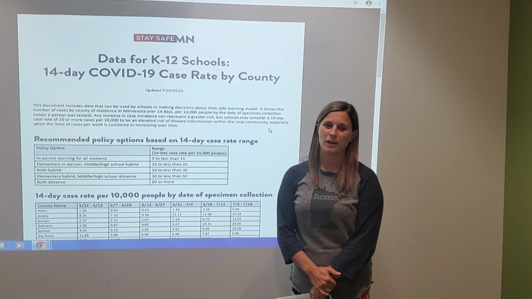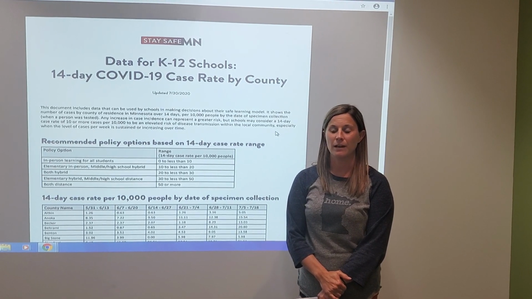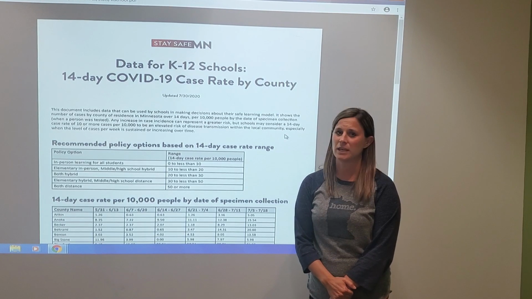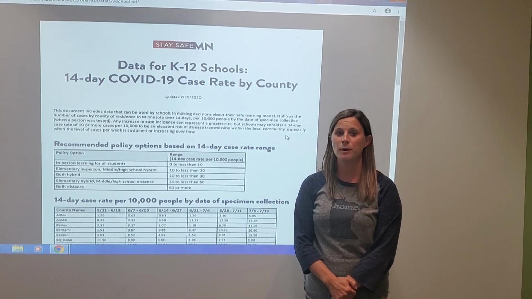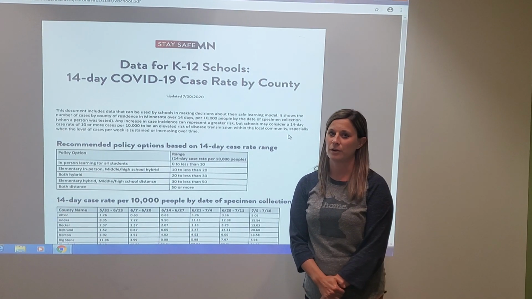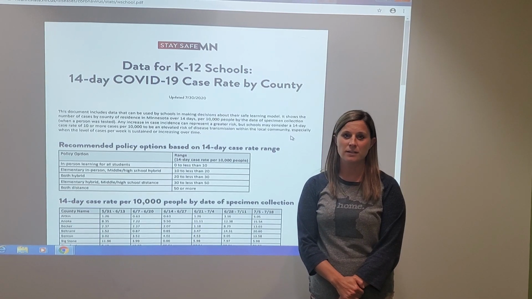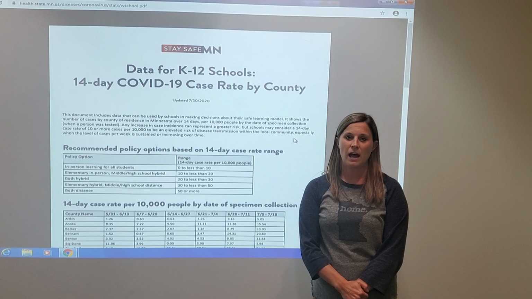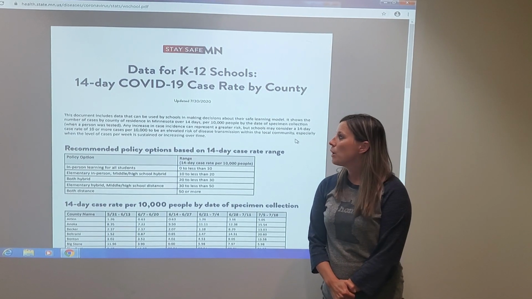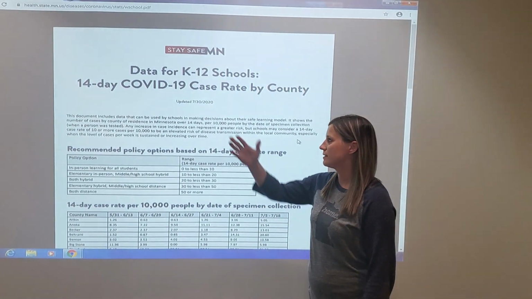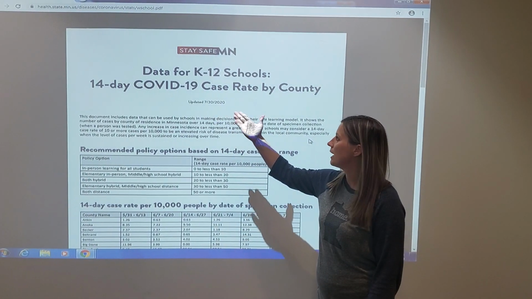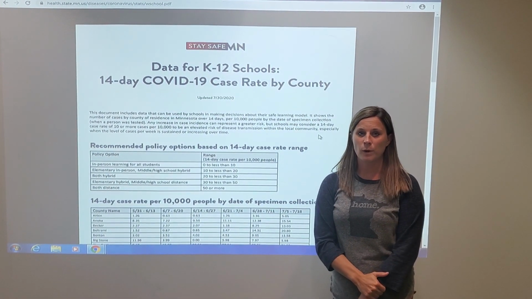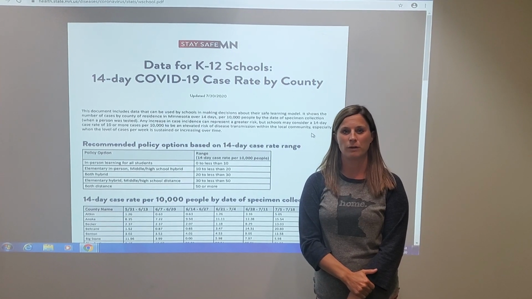Last week, Minnesota announced our Safe Learning Plan for this coming fall. As part of that, there was a key metric included to help school districts and public health across Minnesota make educated decisions, keeping the health and safety of our students and staff at the utmost of importance. One of the data points discussed is the 14-day COVID case rate by county. I've had several follow-up questions, so I thought it warranted a short video.